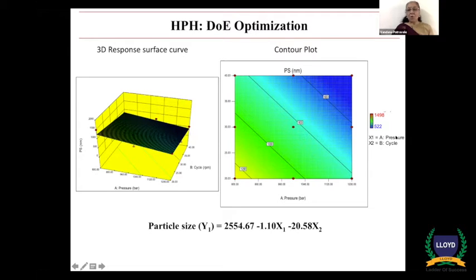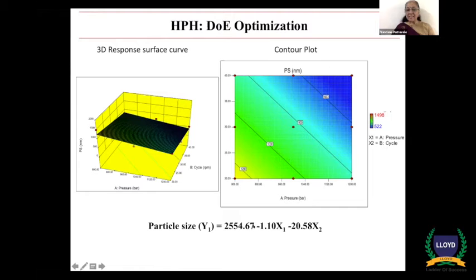But more than these contour plots and 3D response surface curves, I tell my students to look at this equation. This equation itself gives them information. You have factors x1, x2. X1 is pressure, x2 is number of cycles. Look at the sign which is in front of these factors.